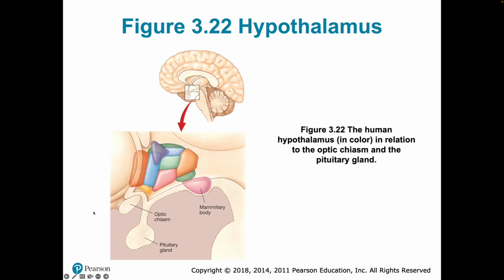You can see the optic chiasm is crossing right in front of the hypothalamus. You can also see this structure called the pituitary gland kind of hanging off of the hypothalamus. So there's direct connections between your hypothalamus and the pituitary gland, which allows your brain to control your hormone system.